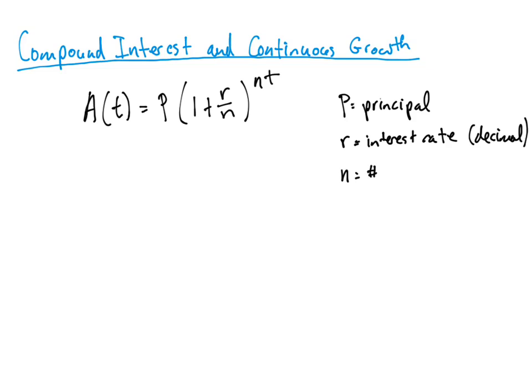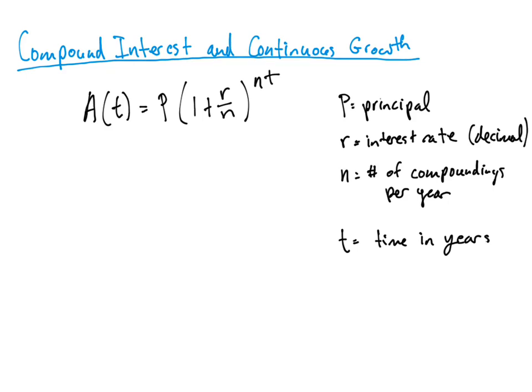N is the number of times compounded, or number of compoundings per year. For the number of compoundings per year, let's suppose we have a credit card. The interest gets applied on a credit card 12 times a year. So we would say N is equal to 12 in that situation. And then T is the time in years. So time measured in years. Okay, and then that's it.